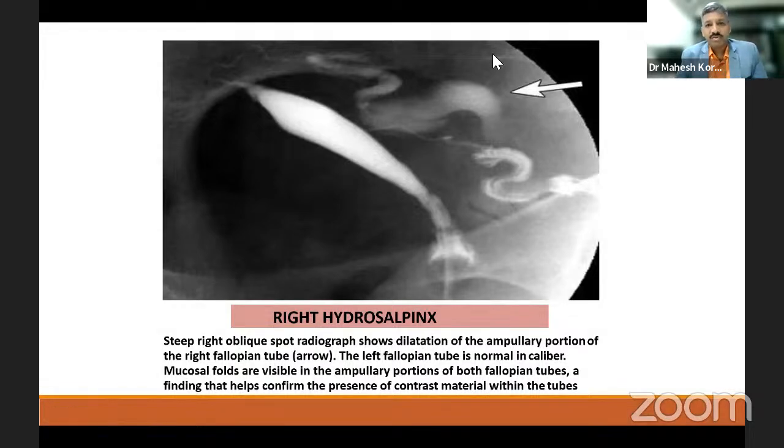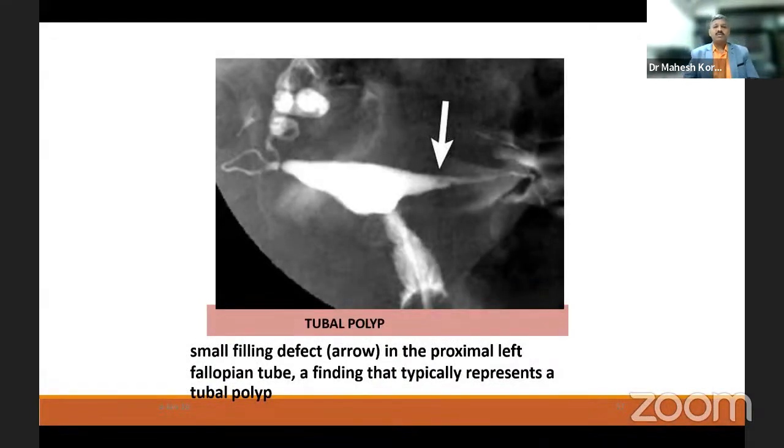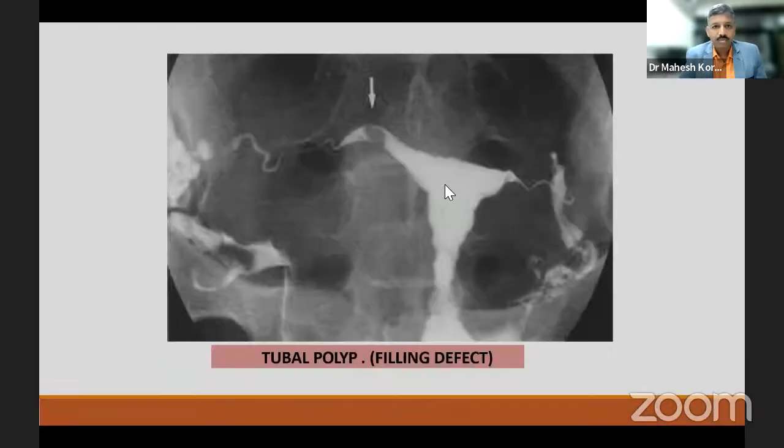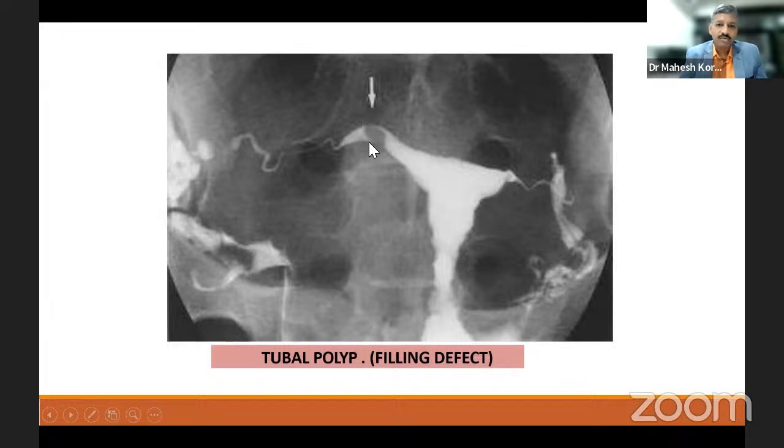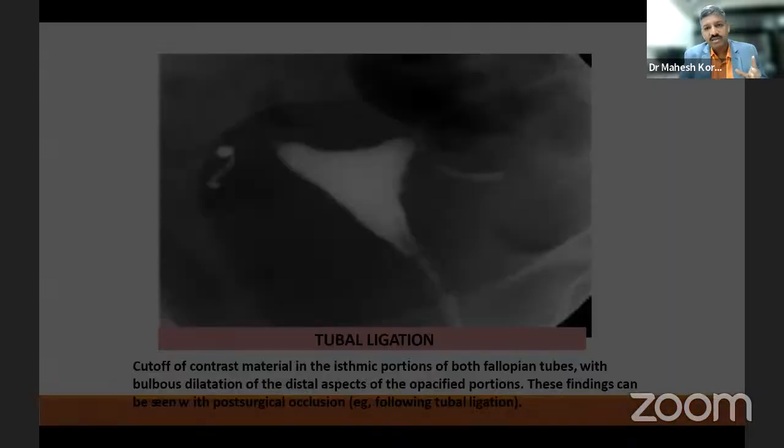And this is a hydrosalpinx. You can see here a big hydrosalpinx, which is one of the common findings. We should be able to identify hydrosalpinx like these very well in the HSG. And this is a tubal polyp. So you can see a small filling defect inside the beginning of the cornua. That is a polyp here. This tubal polyp. And again, a tubal polyp, can you see a filling defect here in the proximal part of the fallopian tube? This is a tubal polyp. Again, this is a hydrosalpinx, which is one of the most important factors. So the basic idea is you should be able to read HSG yourself and identify these diseases.